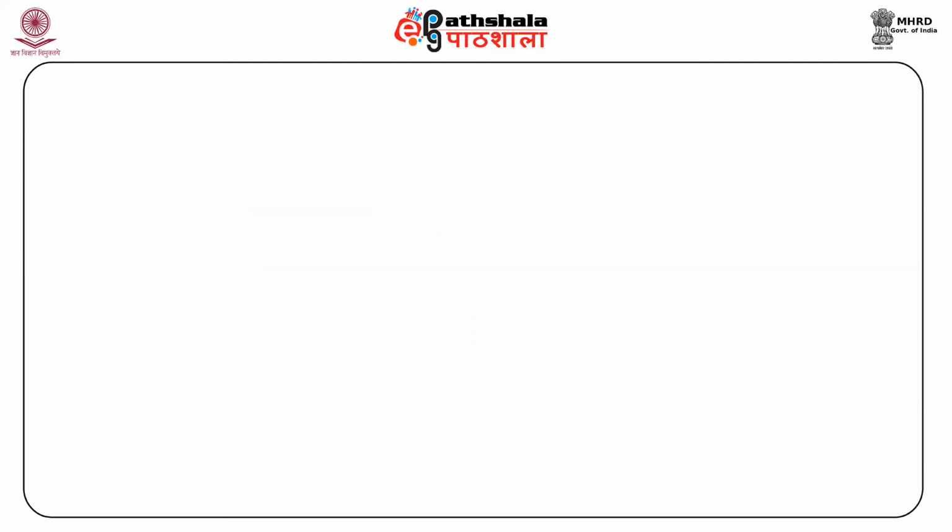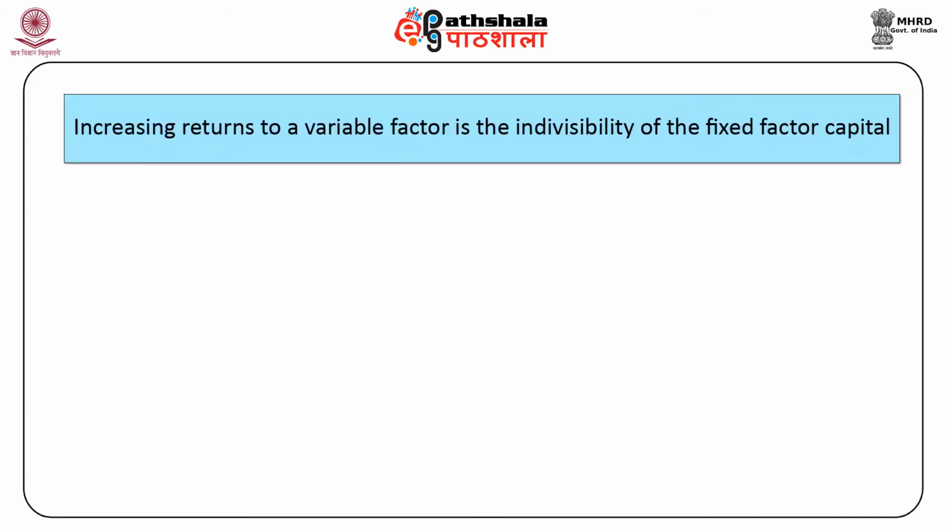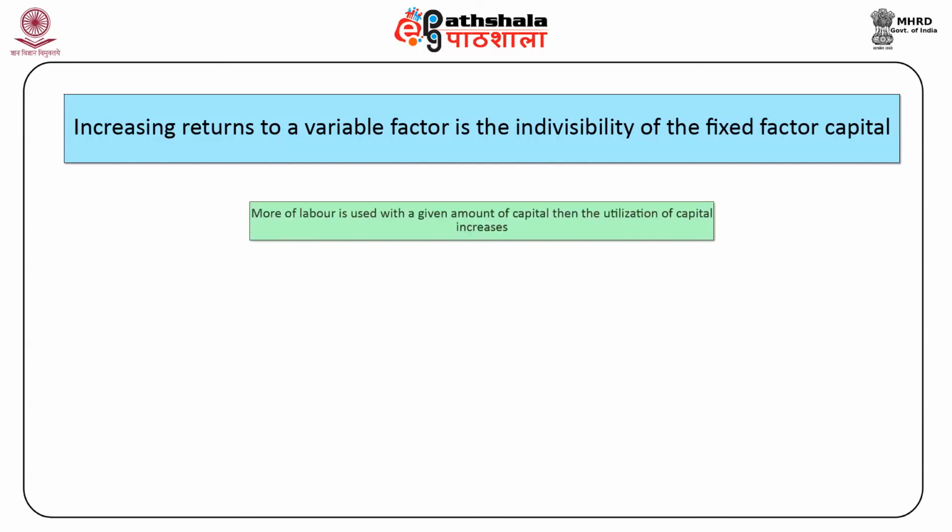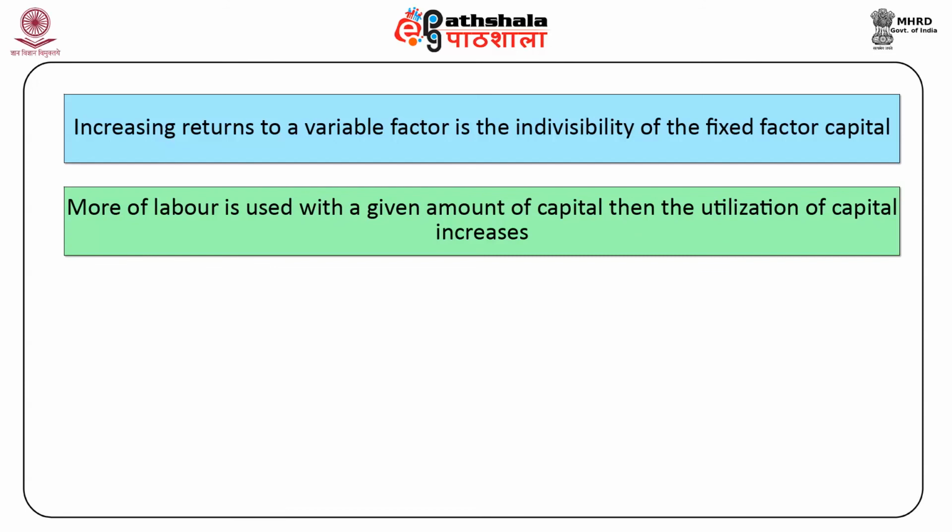Factors behind the law of returns to a variable factor. One of the main factors behind the increasing returns to a variable factor is the indivisibility of the fixed factor capital. It is because when more and more labor is used with a given amount of capital, then the utilization of capital increases along with the increase in the productivity of labor.